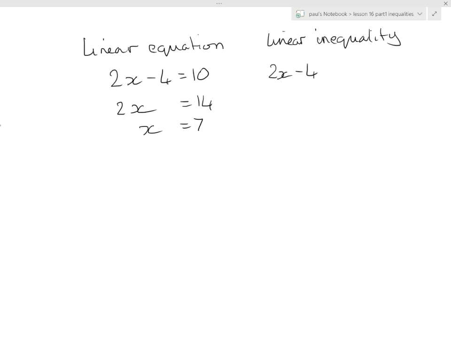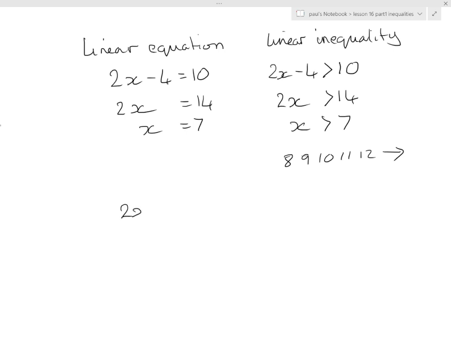2x minus 4 greater than 10. So again, add 4, 2x greater than 14, divide by 2, sorry, x is greater than 7. So possible values for x here would be 8, 9, 10, 11, 12, and so on and so forth. So it's just the same as a linear equation solving, except we've got the sign. It doesn't matter what the sign is, which way round it goes.